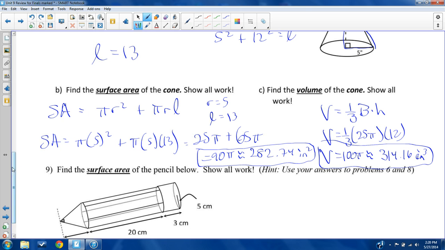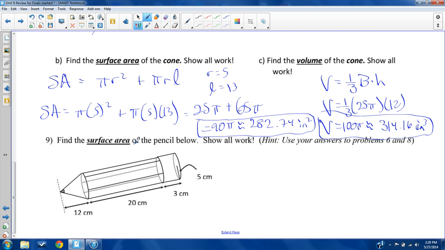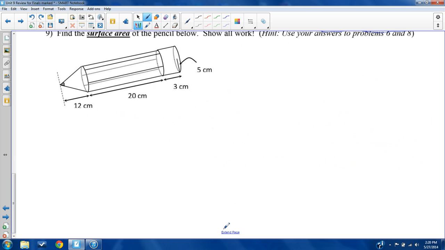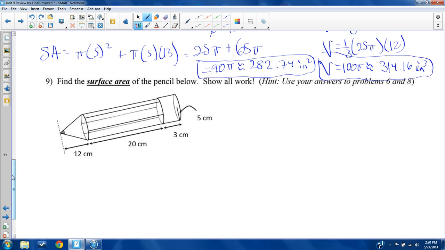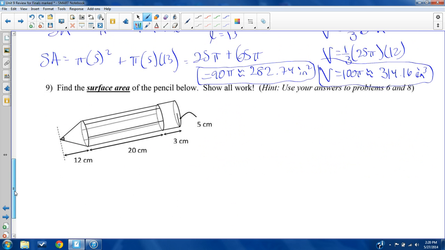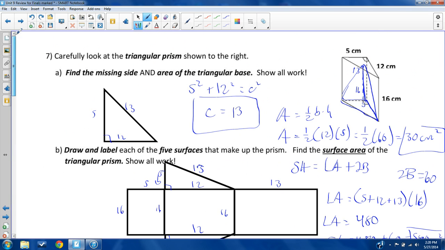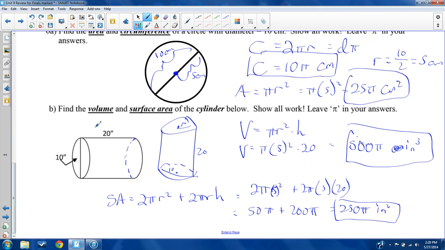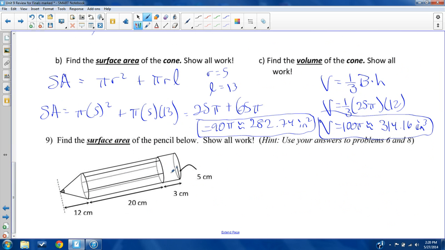Okay, find the surface area of the pencil below. Show all work. Hint, use answers to problems 6 and 8. So what's kind of nice here, check this out. Problem number 6, oh, that's way back there. Problem number 6 had a cylinder shape. So that's going to help you find some of the stuff, because they're assuming this whole thing, I know there are lines here, but this represents a circle.